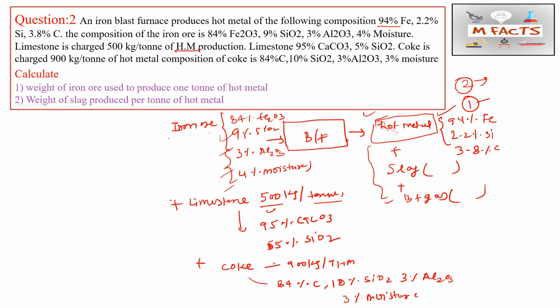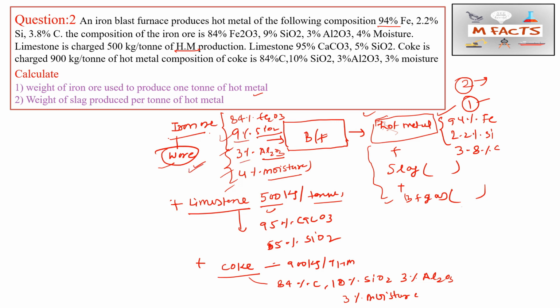Okay, so what we see is that this iron ore is an input material, this limestone is an input material, this coke is an input material. Here in this question they are asking for the weight of iron ore used to produce 1 ton of hot metal. So the calculation is for 1 ton of hot metal. We need to calculate the weight of iron ore, that is W ore. We don't know it yet. If we know W of ore, we can find the SiO2 weight, the Al2O3 weight, and the moisture weight in the ore in kilograms. This is in percentage, so we can calculate in kilograms.